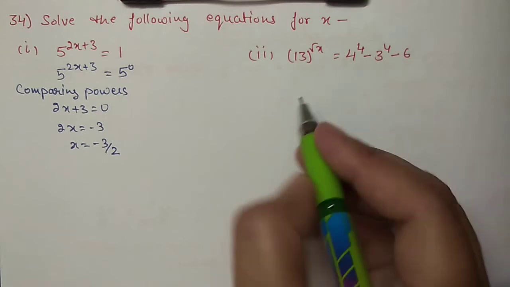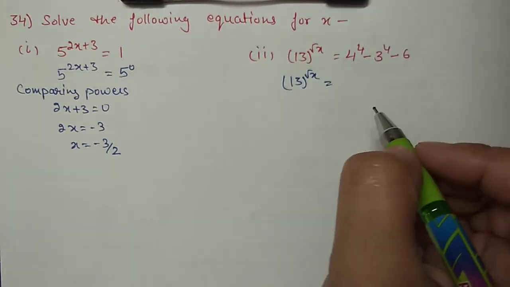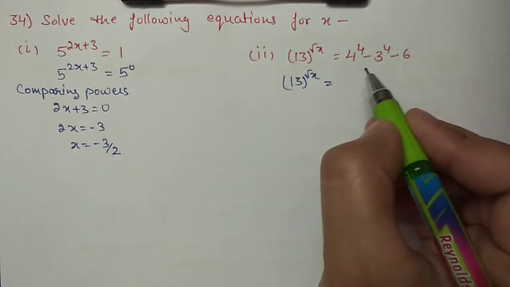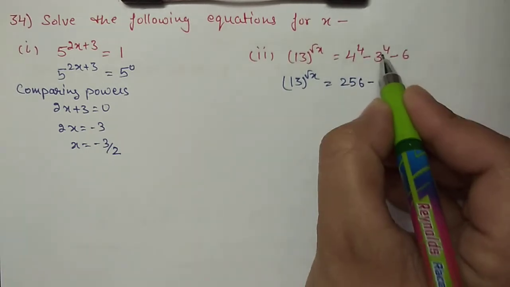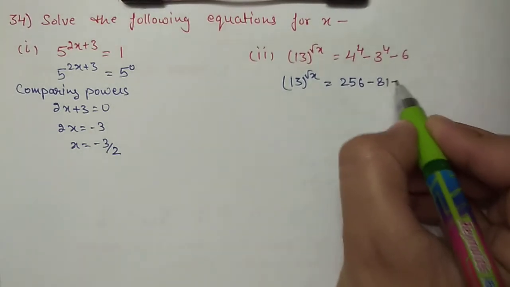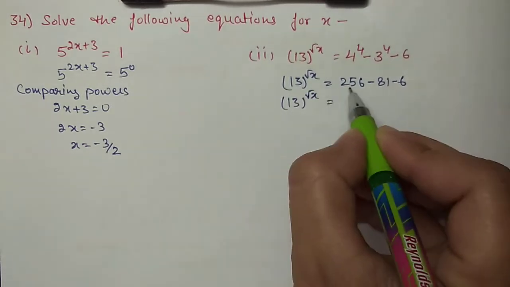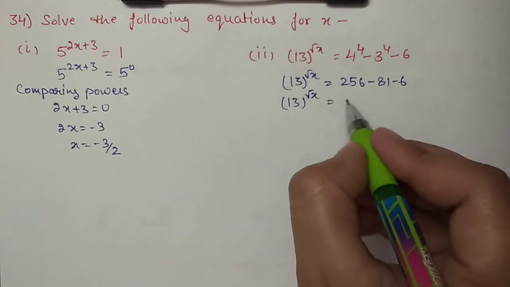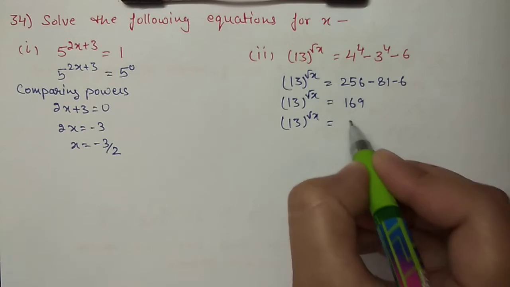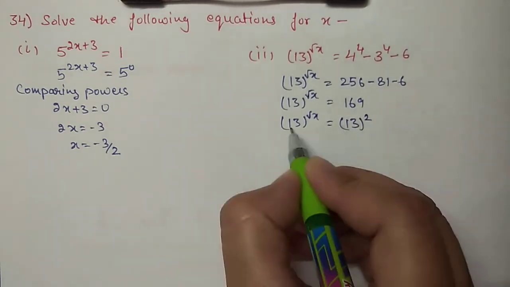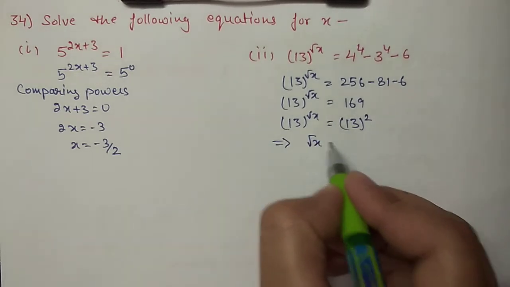Second part, 13 to the power root x equal to 4 to the power 4 minus 3 to the power 4 minus 6. So this we will keep as it is. 4 to the power 4 means 4 into 4 into 4 into 4, which we will get 256, and 3 to the power 4 means 81 minus 6. So 256 minus 81 minus 6 we will get 169, which we can write as 13 to the power 2. So now we can compare the power, base is same, therefore root x is equal to 2.